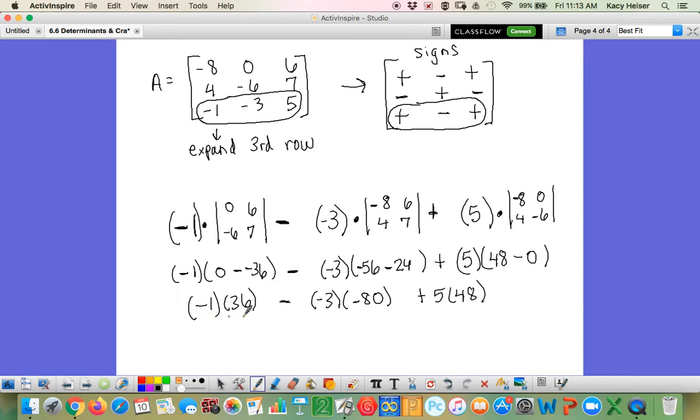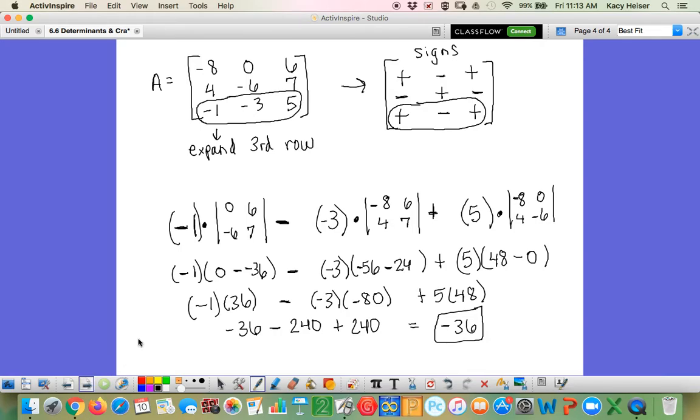So if I just calculate this, that's a -36 minus 240 plus 240. So that equals -36. And that's the determinant of this big original matrix.